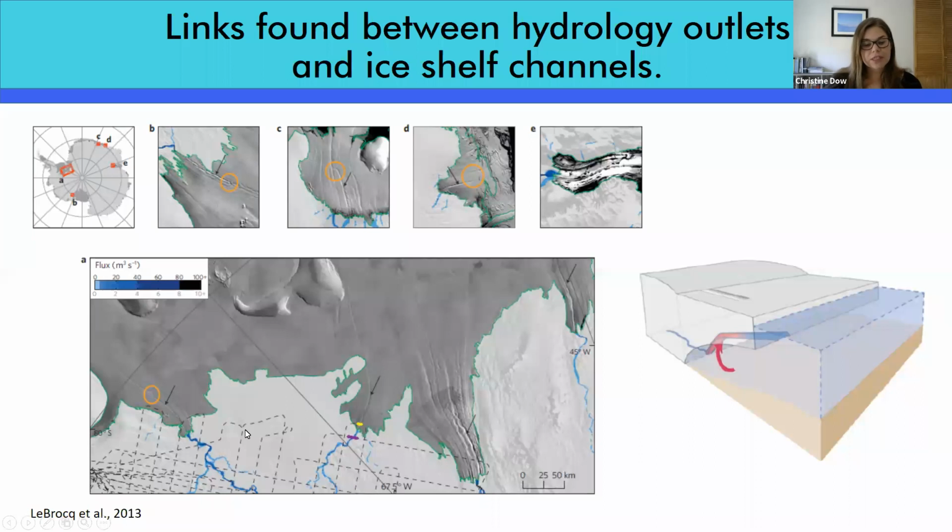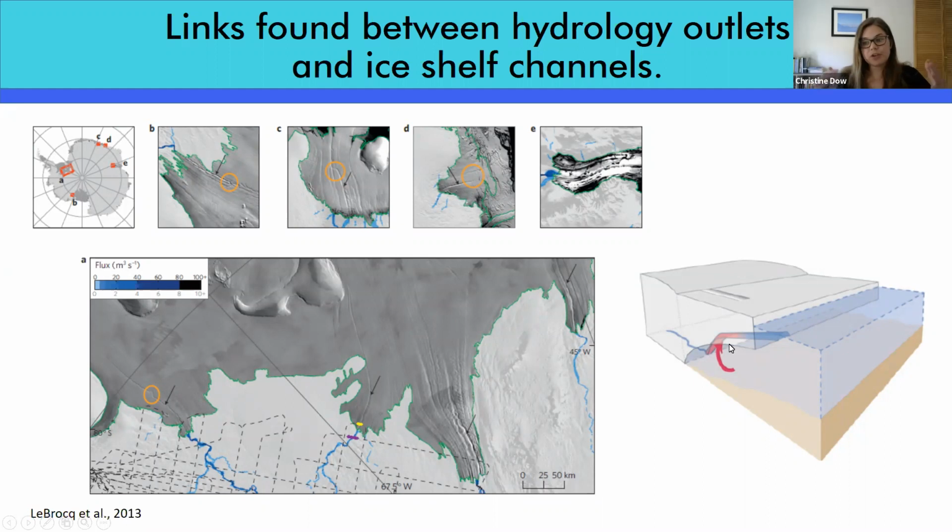Now what they've then done is compared these outlets, so you can see them in blue here. So this is the grounded ice. The water's coming out into areas of floating ice, which is shown in the dark grey. And you see these lines that are tracking along here. These are basal channels in the floating ice. And the direct connection between the outlet of subglacial drainage and the basal channels means that there's a very good chance that this subglacial water is growing channels under the basal ice, or the basal floating ice.